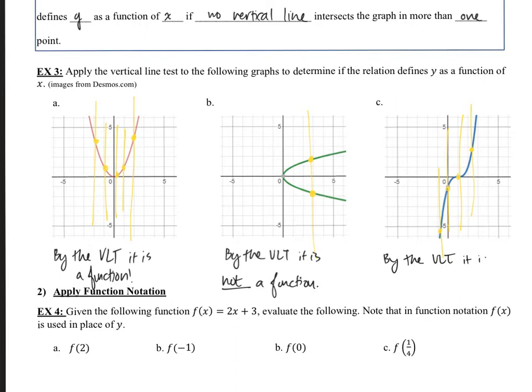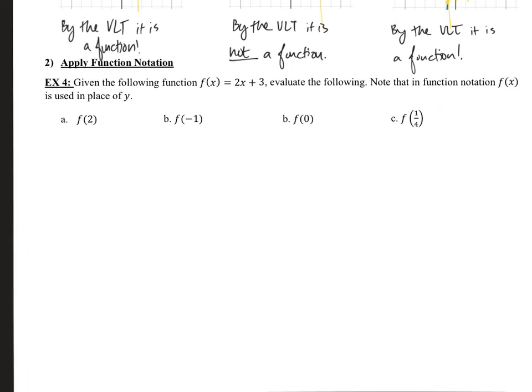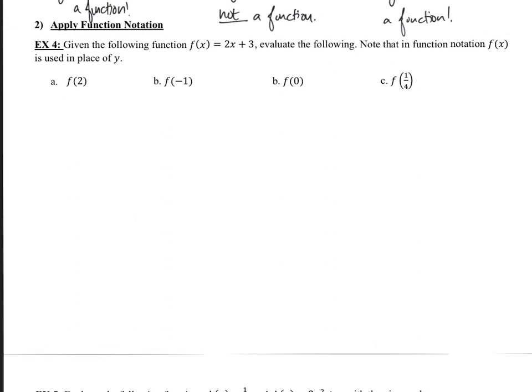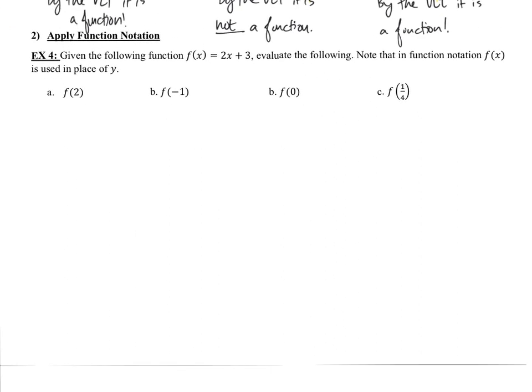It is a function. All right. So that's a great way to check to see if your relation is a function, using the vertical line test. Super easy. But it pretty much only works with a graph. So now let's take a look at applying function notation.